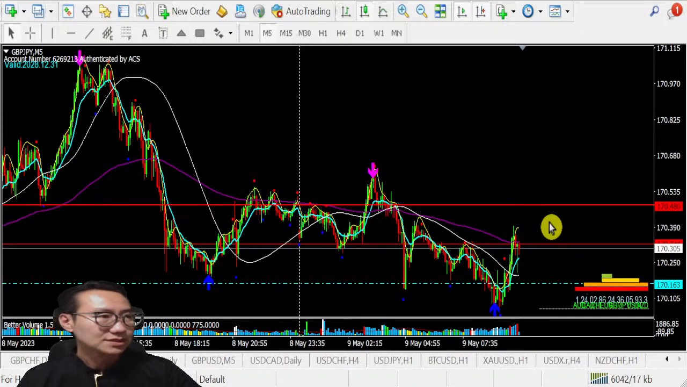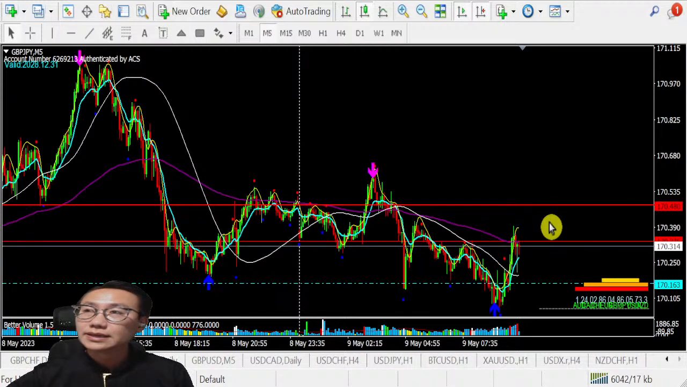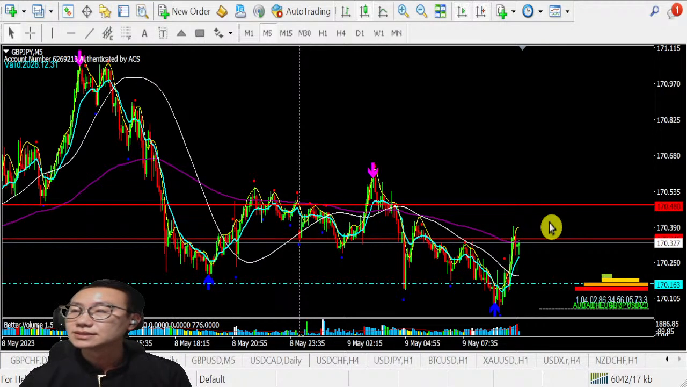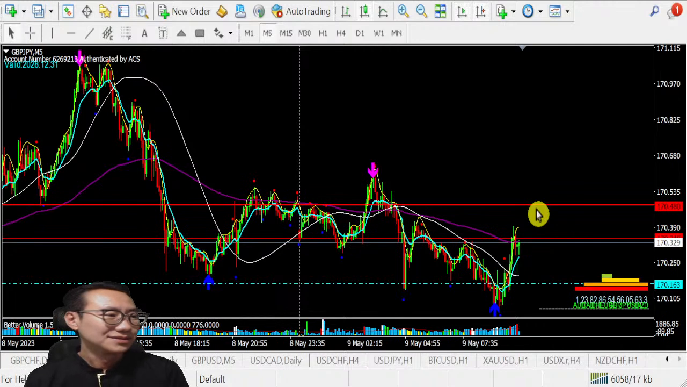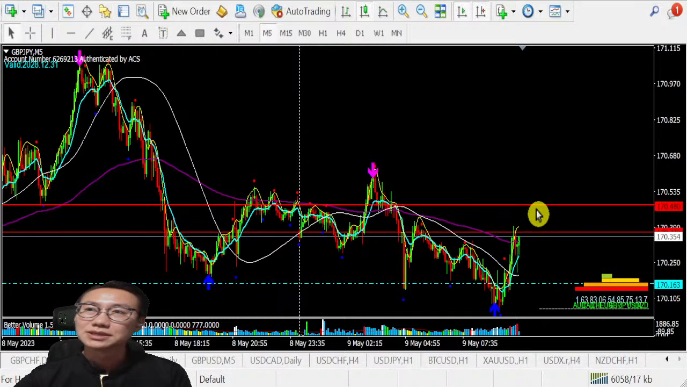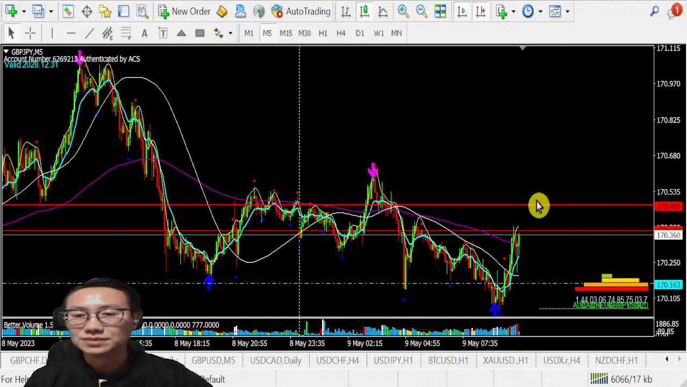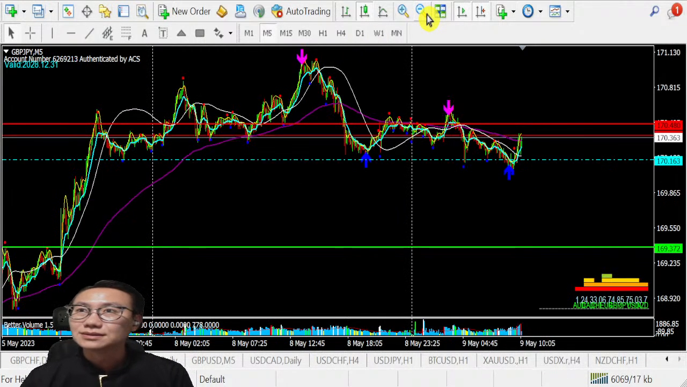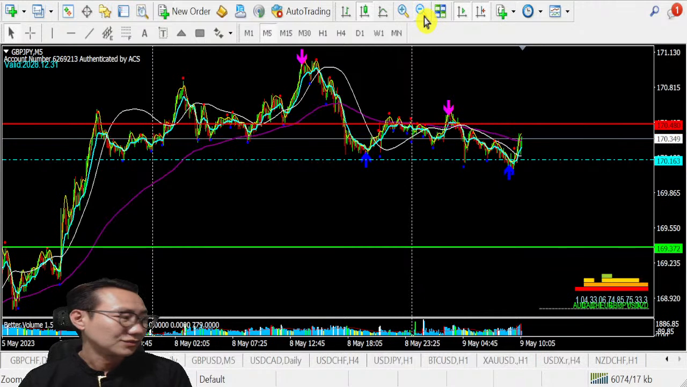Right, and for now, let's see how it performs. We test, and after that, okay. I bought it yesterday. You bought it yesterday? Yesterday, you mean for pound yen? Which price did you go in? 168. 168. Yeah.